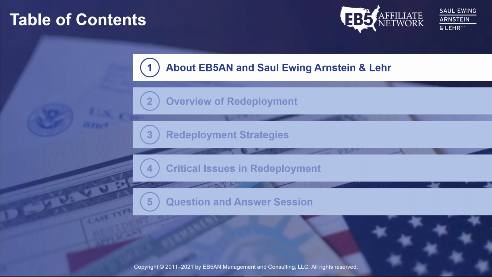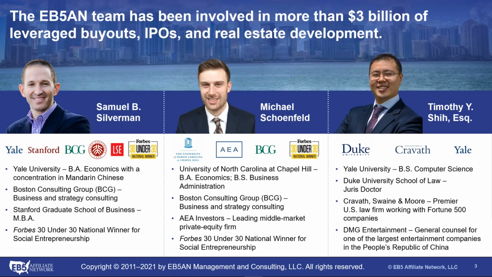Okay, so to start out, we'll first cover this first section here. As I mentioned earlier, I'm Sam Silverman, Managing Partner of EB5 Affiliate Network. Today it's just me. As you can see, myself and my two co-founders, Mike and Tim, come from the institutional investment, corporate law background, and we entered the EB5 space in 2013.